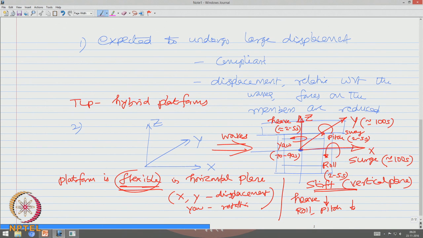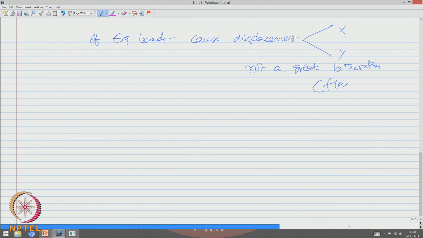Now, under this background, if I have a platform of this order and try to apply an earthquake force, if the earthquake loads cause displacement along x and y, it is not of a great botheration, because anyway the platform has to remain flexible in horizontal plane. If earthquake forces cause displacement in vertical plane, this has got some serious consequences.